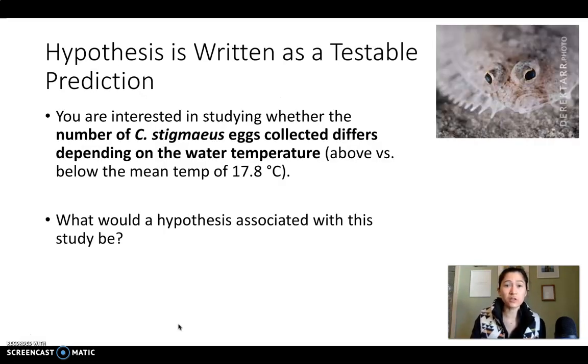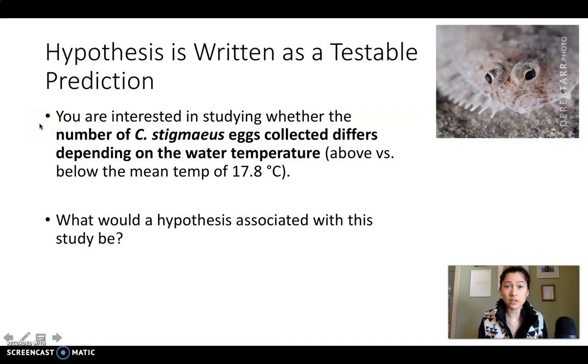Okay, so first of all, let's start with the hypothesis. So a hypothesis is written as a testable prediction. So what that means is you're being specific in terms of you're making an actual prediction that can be tested to determine whether your hypothesis is correct or not. So really a hypothesis has to be specific. So let's start with this first bullet point here.